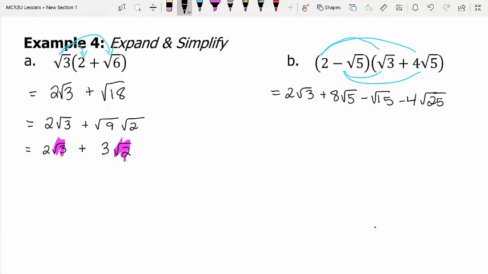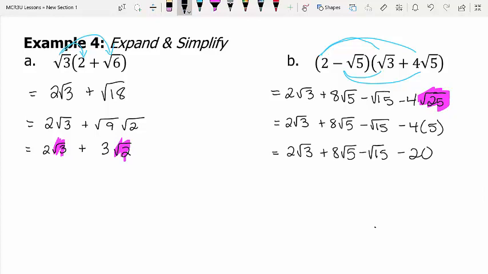So ask yourself, can you break any of these radicals down into factors where one is a perfect square? Okay, you cannot do that with root 3, you cannot do that with root 5, and you cannot do that with root 15. So the only thing we can simplify here is 25 is a perfect square, so let's go ahead and simplify that. And that's as far as we can go because we don't have any like terms and we don't have any radicals that we can break up into factors where one is a perfect square.